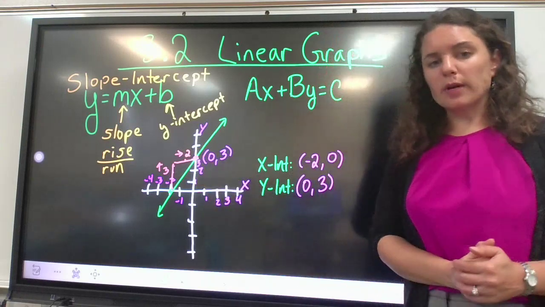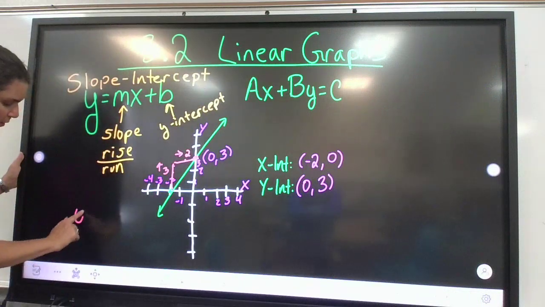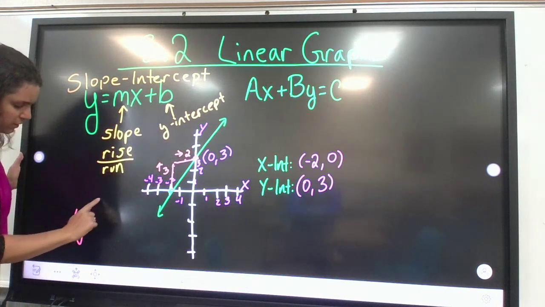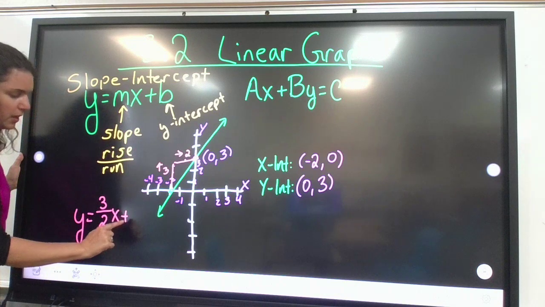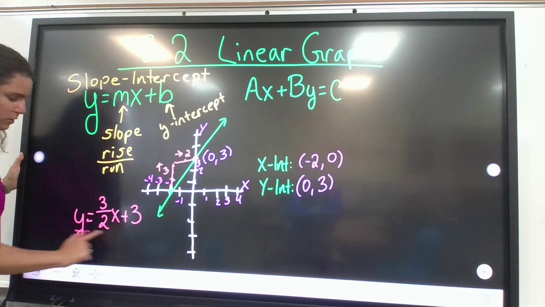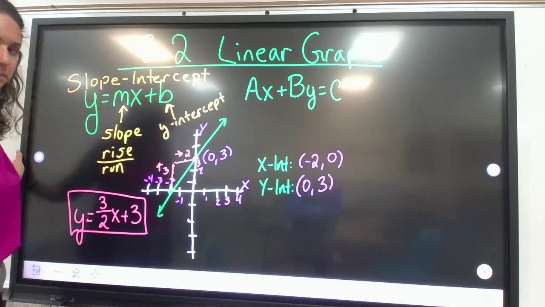So if we are going to make the equation for this graph in slope-intercept form, we would write y equals rise over run, 3 over 2x, plus that y-intercept of 3. So this would be the equation that will yield this graph.